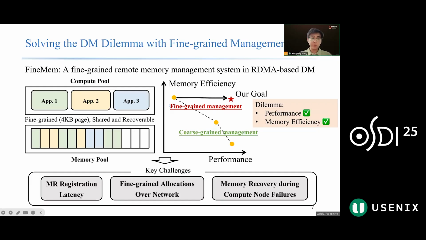Solving this question would reduce memory waste in disaggregated memory pools, providing a fine-grained and shared memory pool, while also being able to recover and reclaim the remote memory chunk allocation status when a compute node failure happens in a different failure domain. To achieve this, we focus on three key challenges: reducing MR registration latency, optimizing fine-grained allocations over the network, and supporting memory recovery during compute node failures.